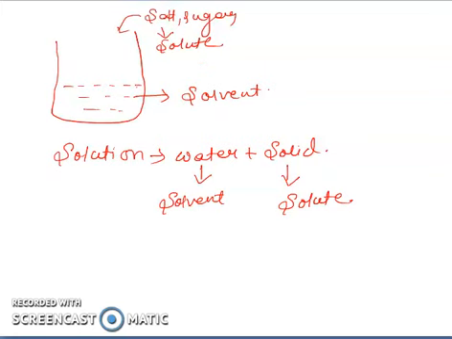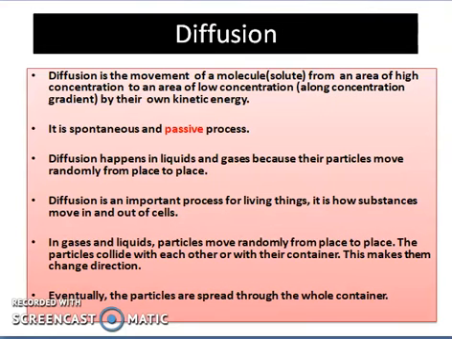So with these terms, we will now deal with diffusion. Now we will see what exactly diffusion is. Diffusion is the movement of a molecule, that is solute, from an area of higher concentration to an area of lower concentration along the concentration gradient by their own kinetic energy. That means it has its own energy for this movement to take place. With the help of a diagram, we will go through this definition.